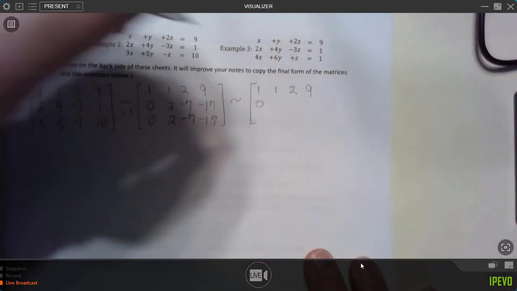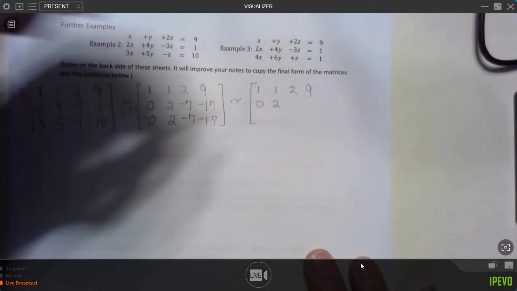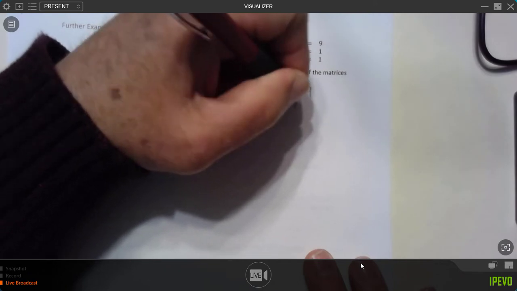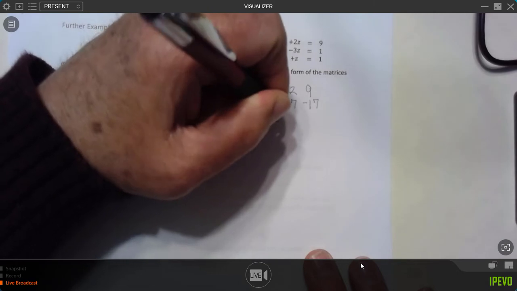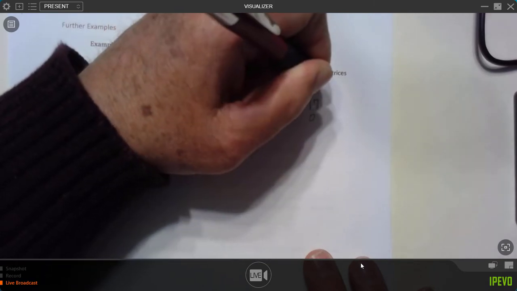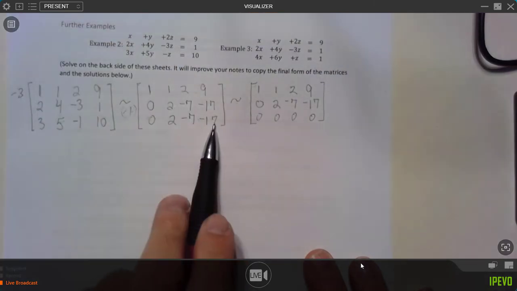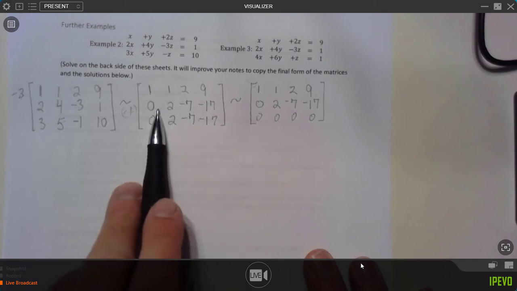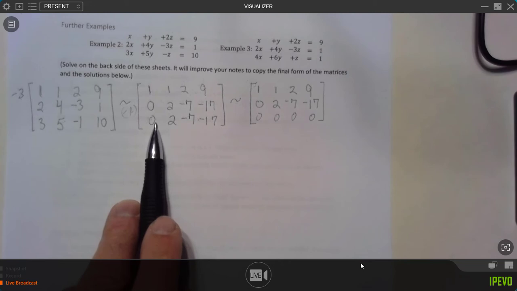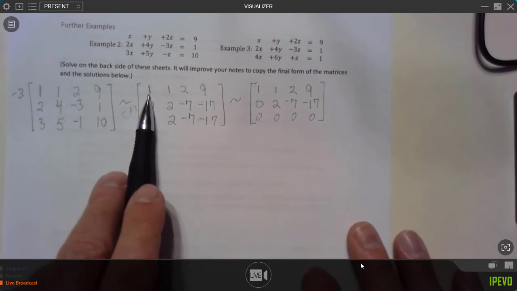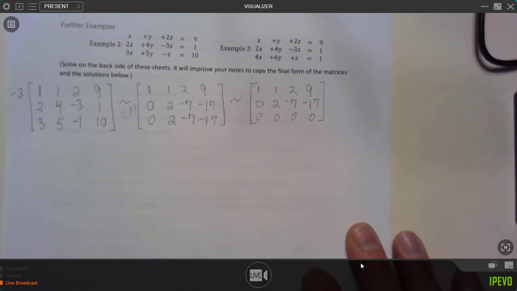This one will not change, but this one is going to be completely wiped out. Another way of looking at that is there's no information in this third row that isn't already in the second. So you can just throw away the third row. It doesn't tell us anything new. Everything we know about this system comes from the first two equations.